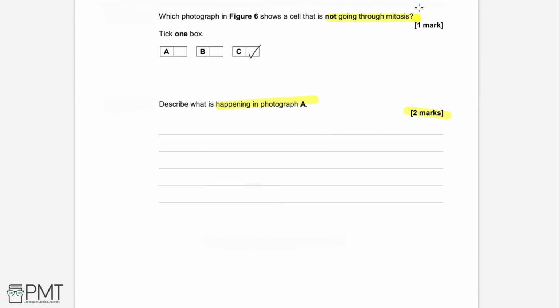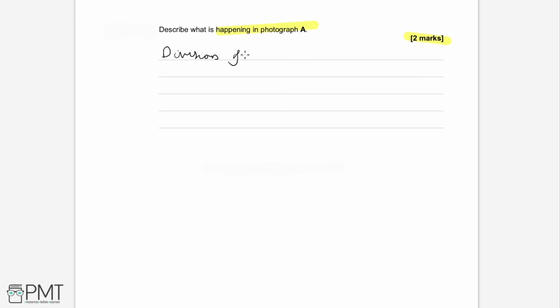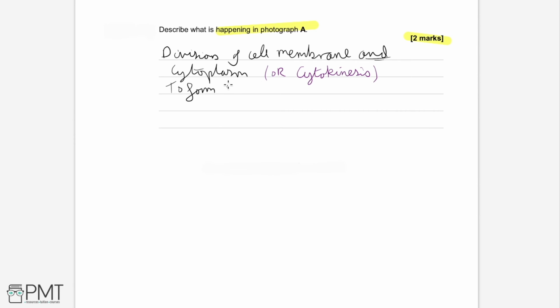So these are our 2 points. First of all, that both the cell membrane and the cytoplasm are dividing. It's crucial that we include both. And instead of saying this, you could alternatively mention the process of cytokinesis. And for our second point, we have to say what this causes, which is that it is creating 2 genetically identical daughter cells.